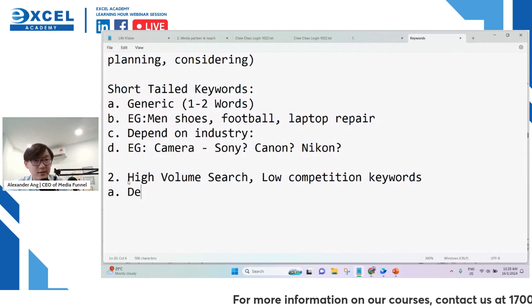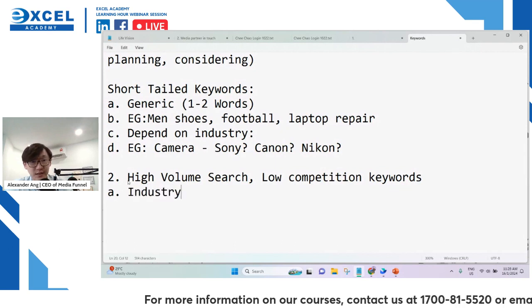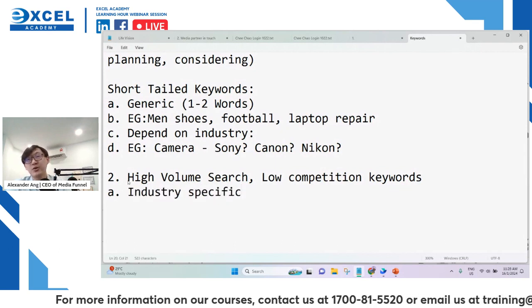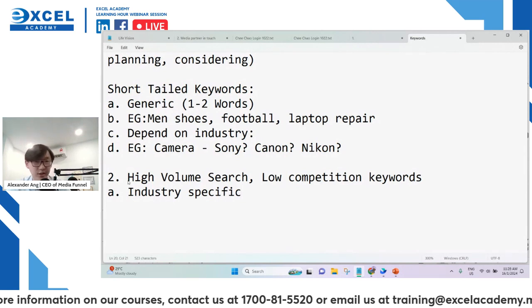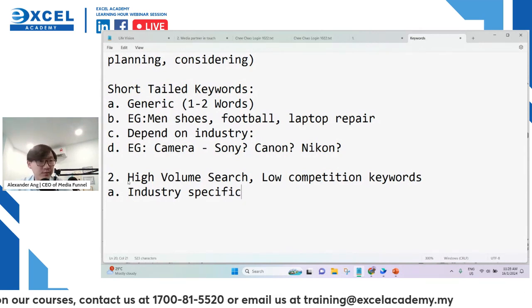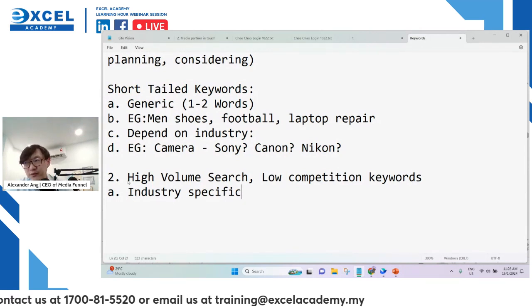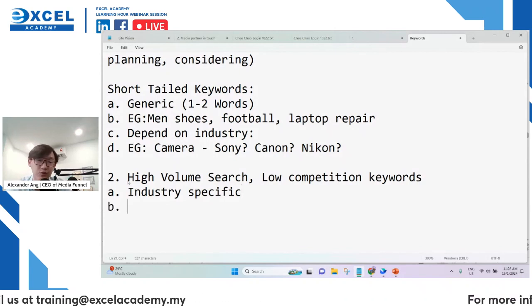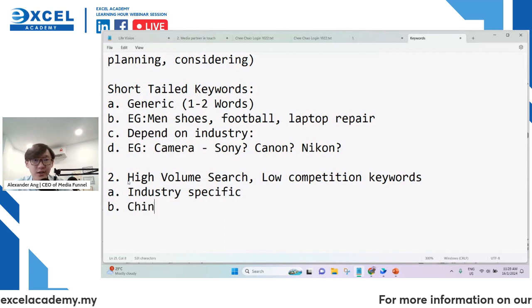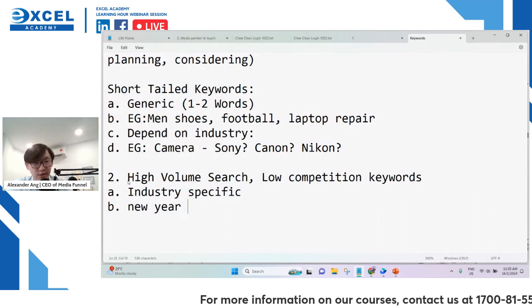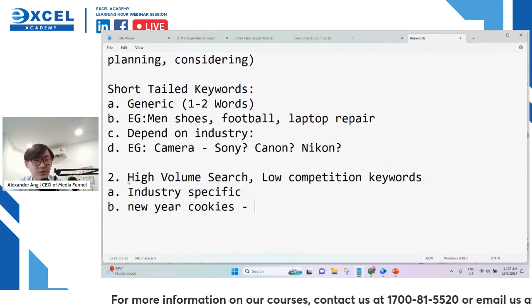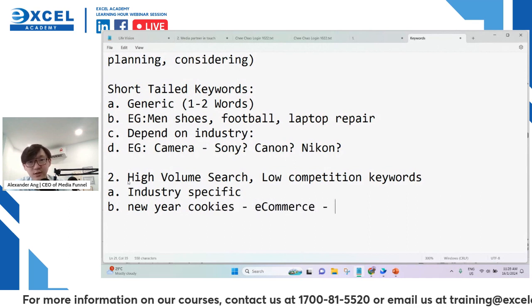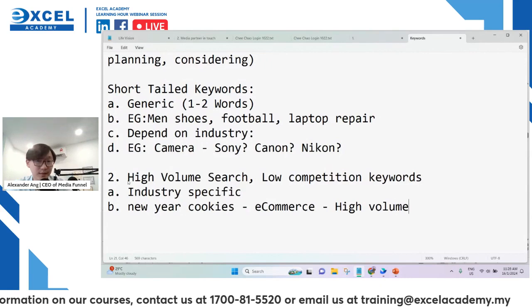So these are industry specific. Depending on your industry, certain industries you will have very high volume. Certain industries you may have only a few hundred. Let me give you an example. If I were to type Chinese New Year cookies, okay, New Year cookies. So these are e-commerce, right? So e-commerce are usually high volume.